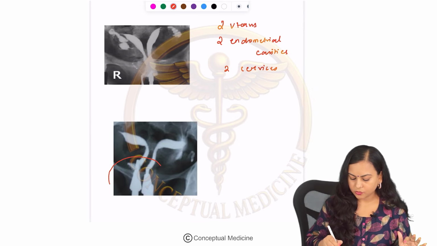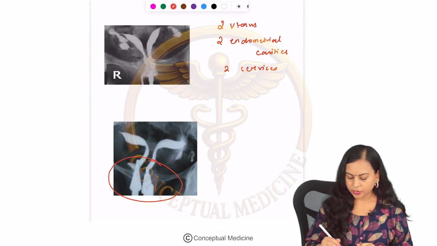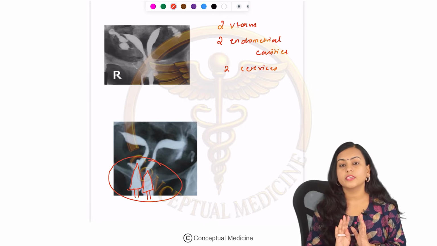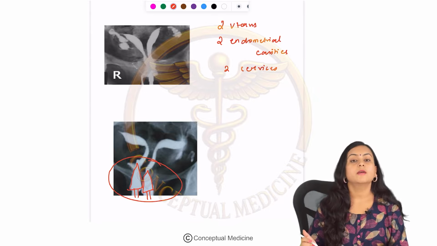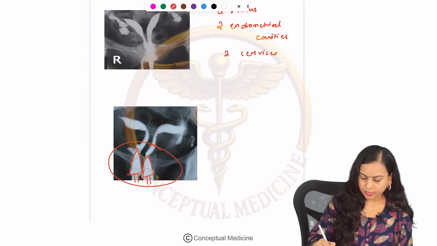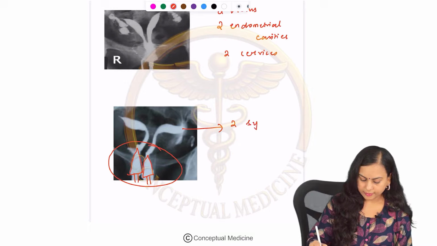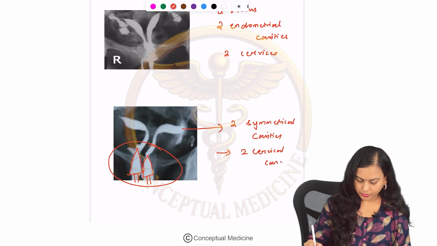Because it has two cervixes, in most HSG pictures of uterus didelphys, they will show you two Leech-Wilkinson cannulae like this. So this is an instrument, this is a cannula. If you are able to see two Leech-Wilkinson cannulae while giving an HSG, then you have to make sure it is a picture of uterus didelphys. So this picture has two symmetrical cavities that are separate, as well as two cervical canals.